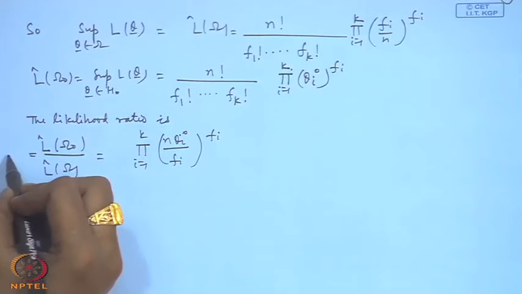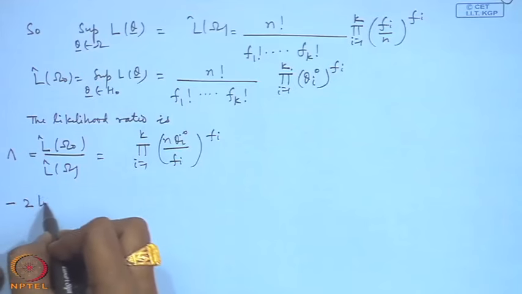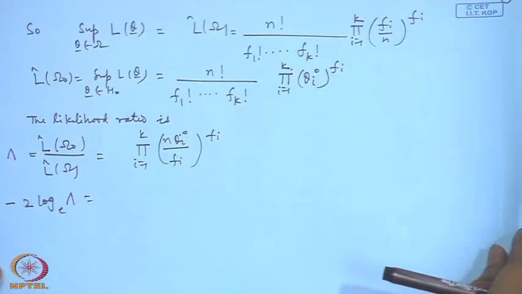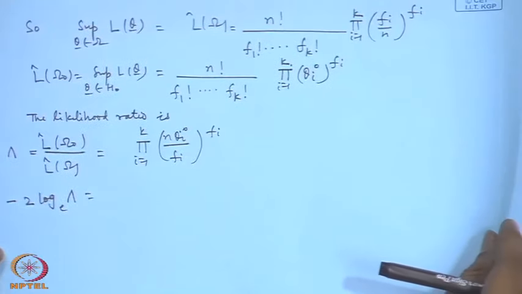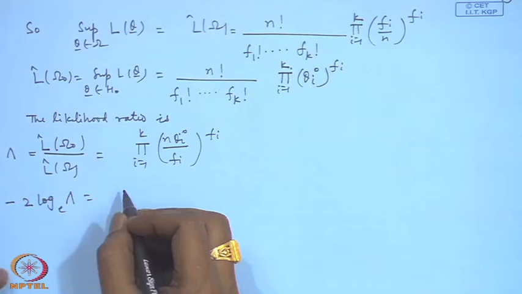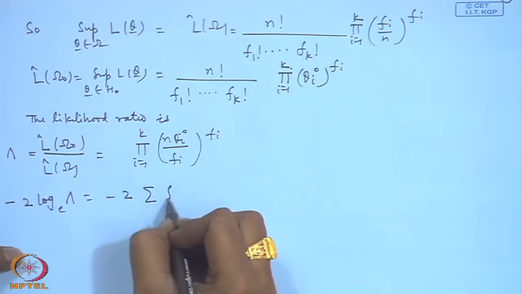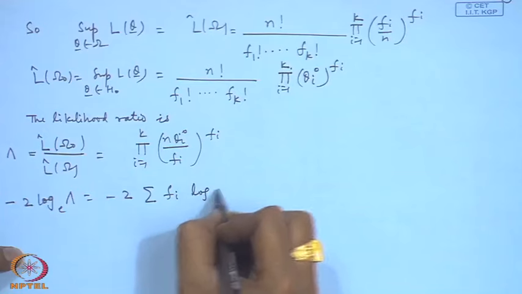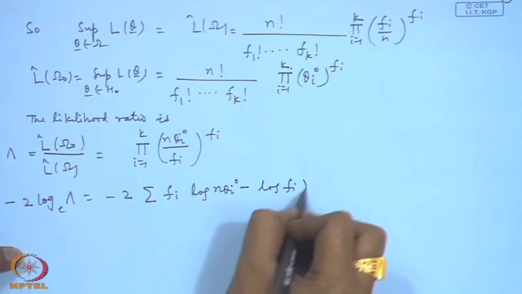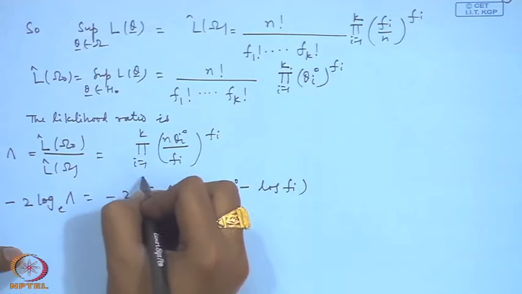Let me call it, say, lambda. Then minus 2 log of lambda is equal to, so this part we are doing to develop the distribution here, minus 2 sigma f_i [log of n theta_i0 minus log of f_i], for i equal to 1 to k.